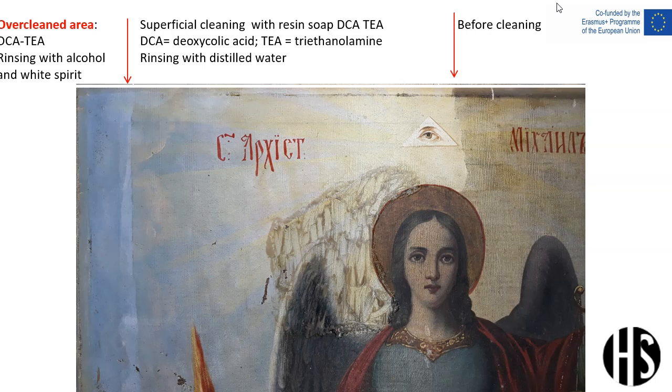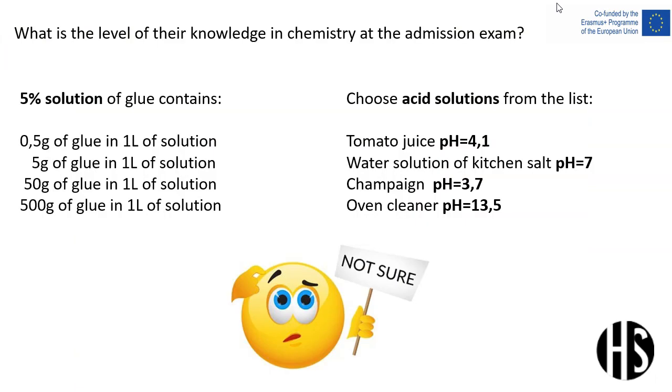So what is the level that we try to estimate on this admission exam? For example, giving some tests where there are, among other things, these two typical questions, which are totally basic chemistry from, I would say, elementary school level. But not all of them are sure about the answers. So how to make a 5% solution of glue, which is something that conservators do every day in their work, and for example, the concept of acid and pH, acidity of the solution.